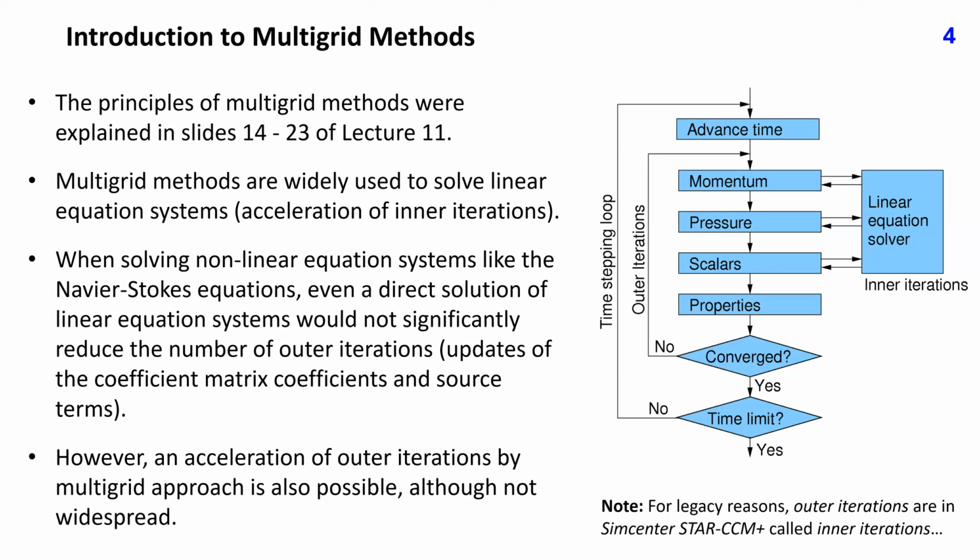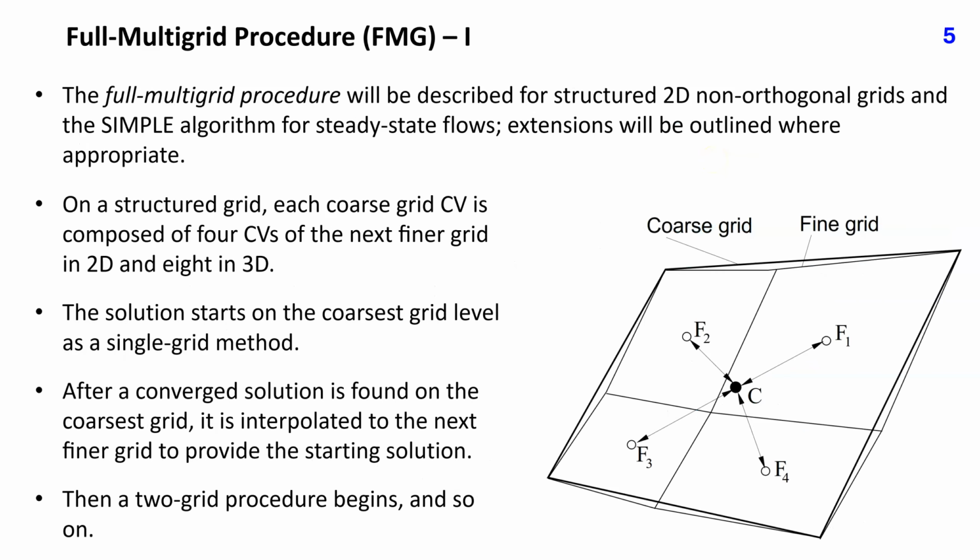When solving nonlinear equation systems like the Navier-Stokes equations, even a direct solution of linear equation systems would not significantly reduce the number of outer iterations, that is, updates of the coefficient matrix coefficients and source terms. However, an acceleration of outer iterations by multigrid approach is also possible, although not widespread. The full multigrid procedure will be described for structured two-dimensional non-orthogonal grids and the SIMPLE algorithm for steady-state flows. Extensions to unstructured grids will be presented in slide 14.